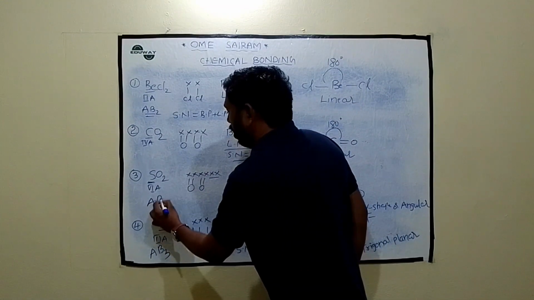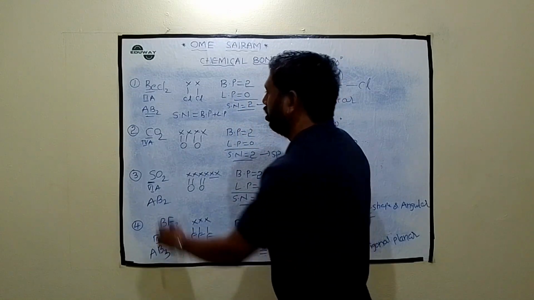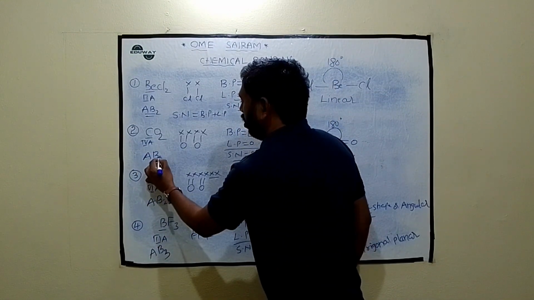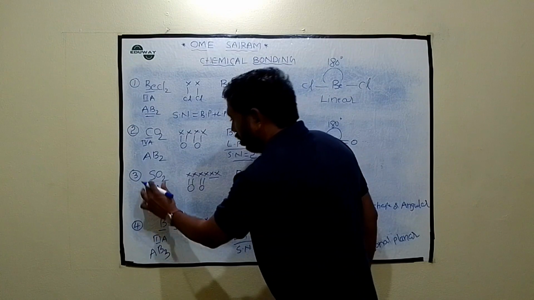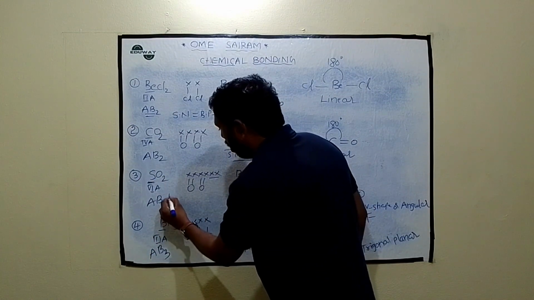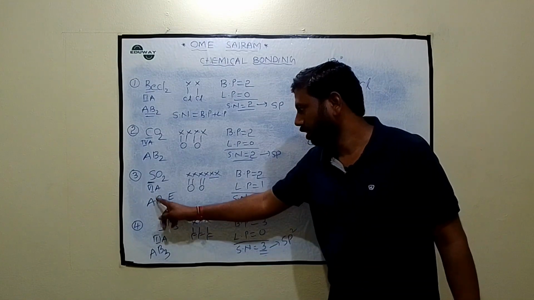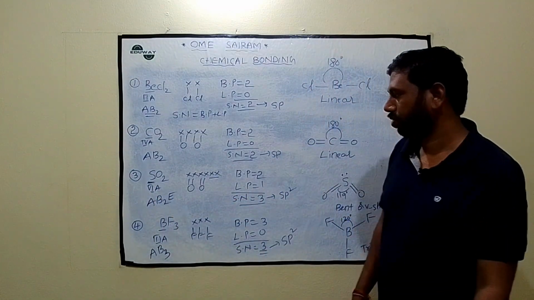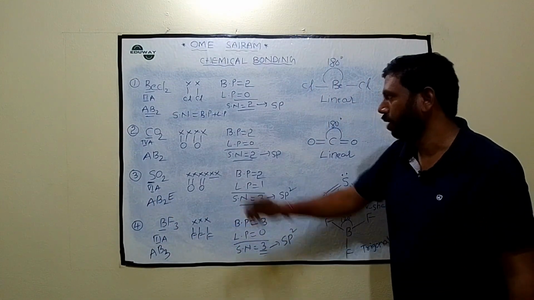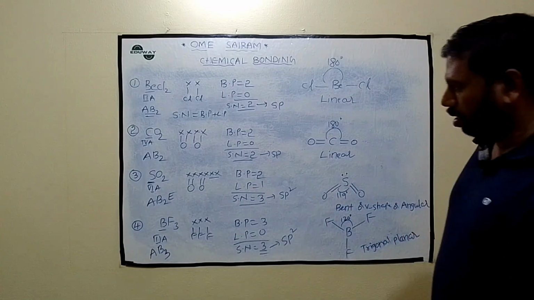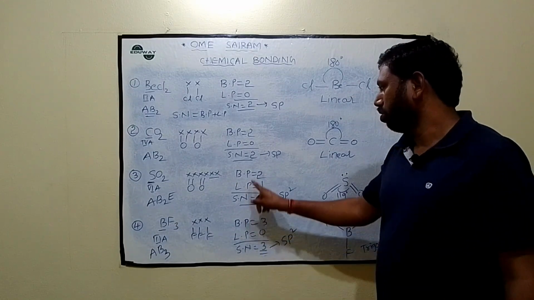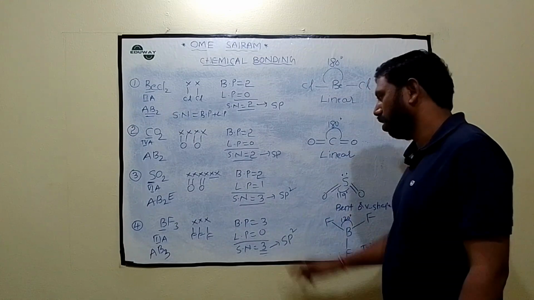SO2 belongs to AB2 type molecule. CO2 belongs to AB2 molecule. SO2 belongs to AB2E molecule. That means it contains 2 bond pairs and 1 electron pair, nothing but 1 lone pair. SO2 contains 2 bond pairs and 1 lone pair or 1 electron pair.